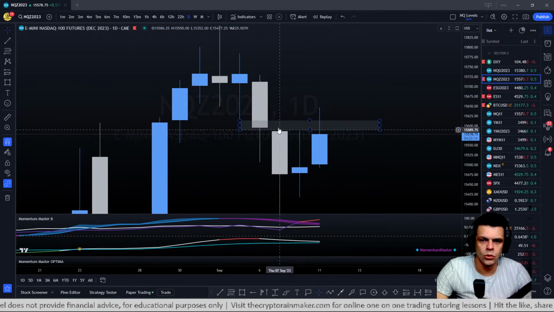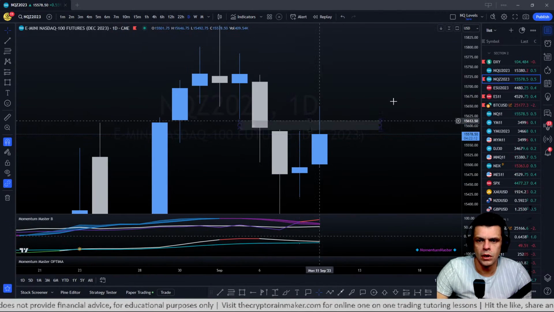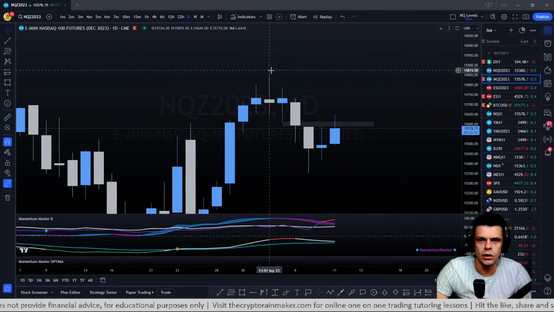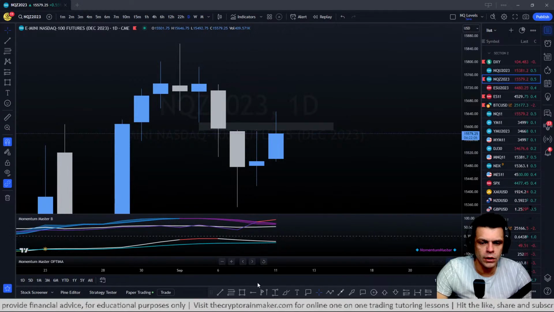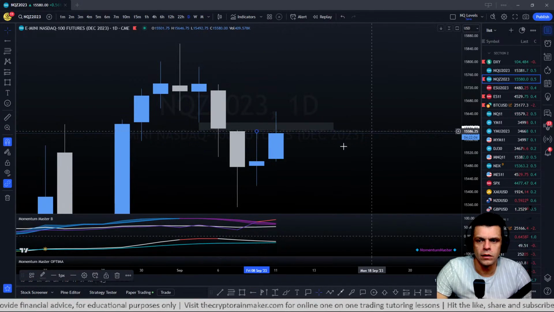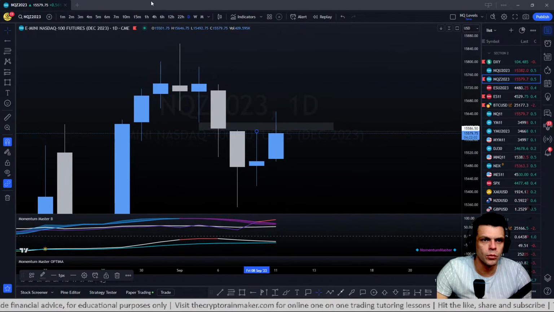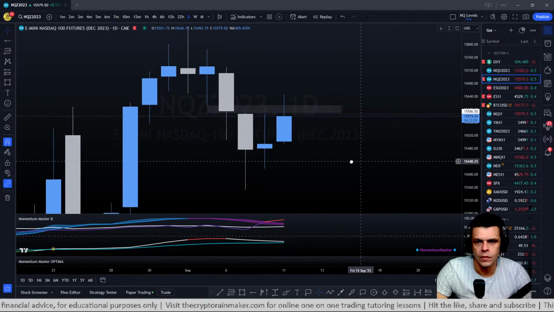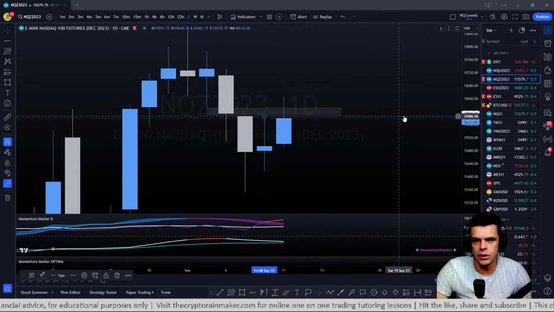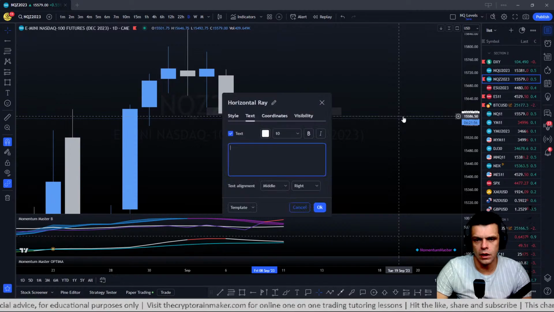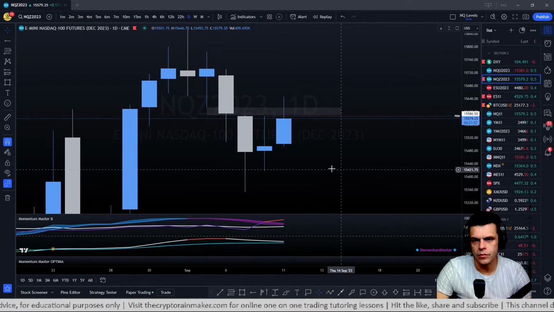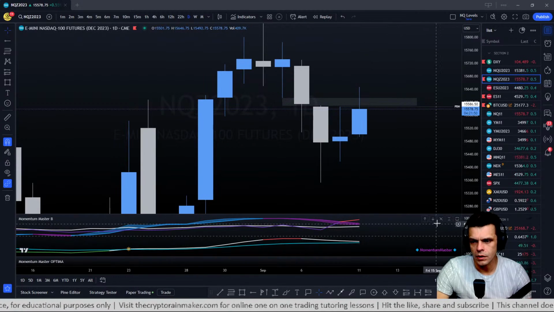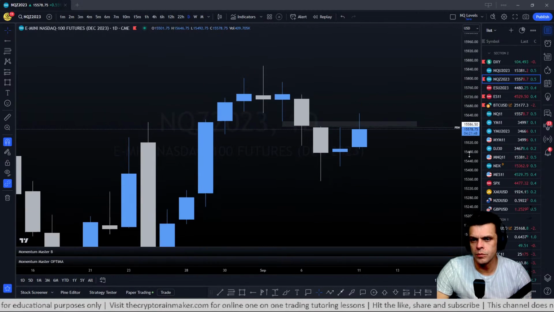So this also acted as a magnet for price action, along with the liquidity that we have above this high. And then the previous day high would have also acted as liquidity for price action to draw to. So this was the previous day high. I'm just going to label this as BD8. Just going to close that for now.